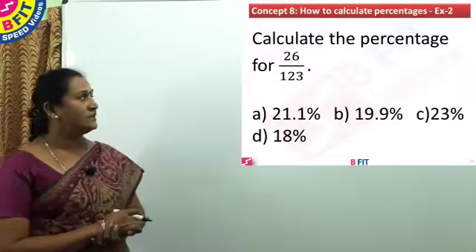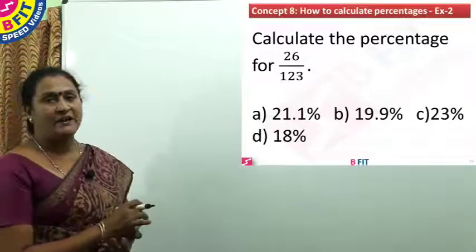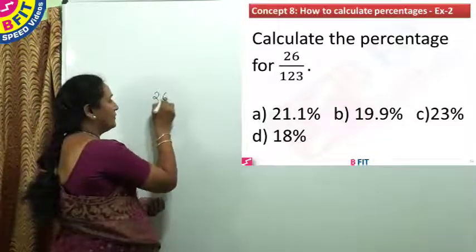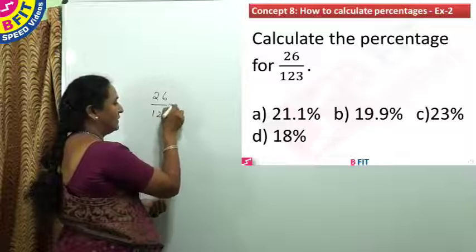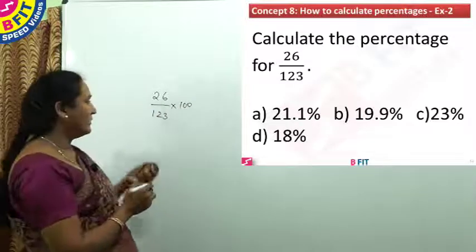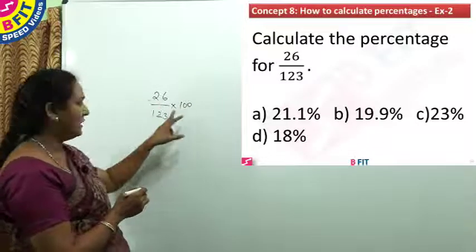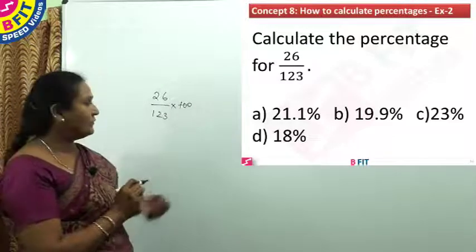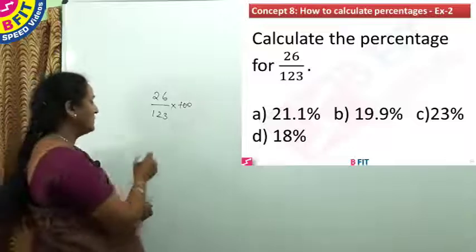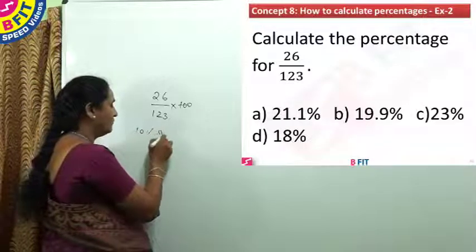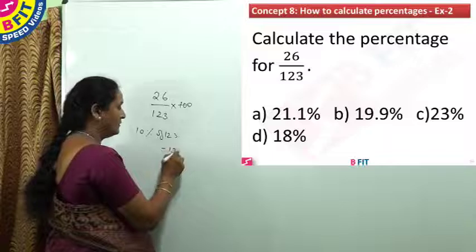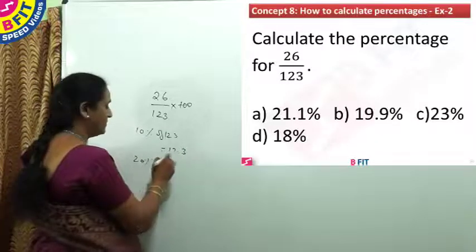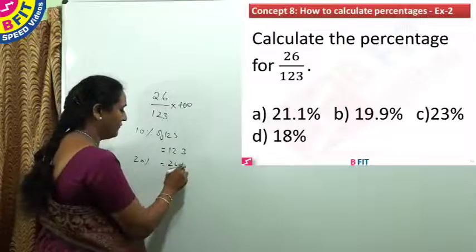Here the question is, calculate the percentage for 26 by 123. The working is 26 by 123 into 100 for the percentage. When you divide, you will get a decimal number, and when you multiply, you will get the exact percentage. So no need to use this 100. We'll make splits for the denominator. What is 10% of 123? That is 12.3. And what is 20%? Multiply this by 2, 24.6.